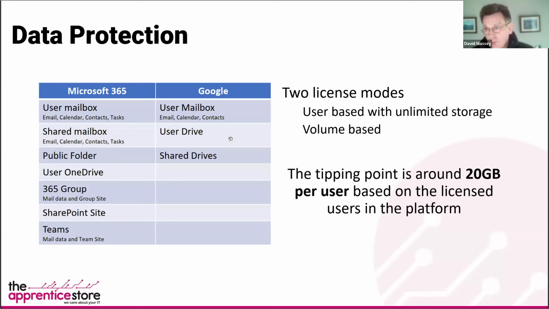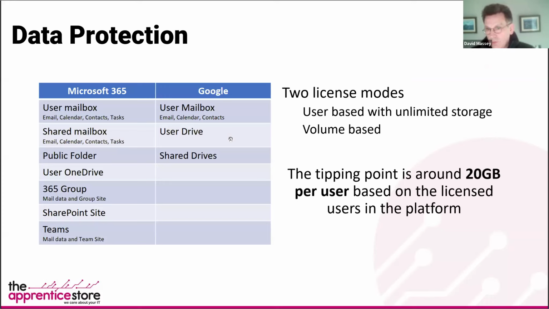Acronis is available in two licensing models. One is based upon the number of licensed users that are in Microsoft or Google. And that's licensed users, not email addresses. So shared mailboxes are free. Teams are free. You can have as many SharePoint sites as you want. It's licensed users that have access to that.